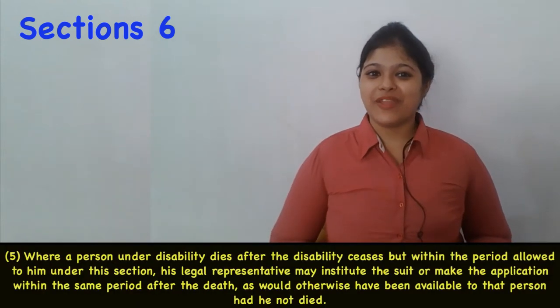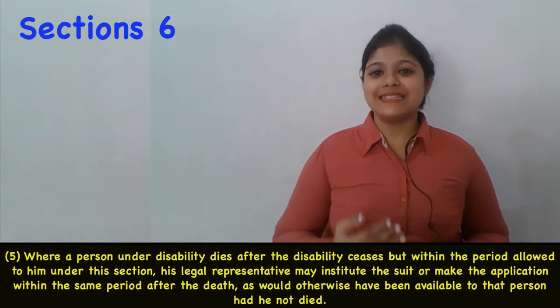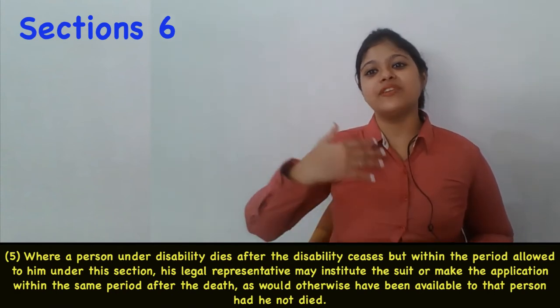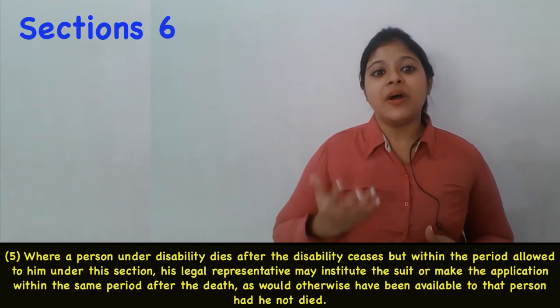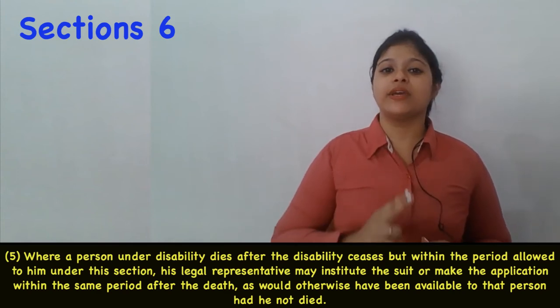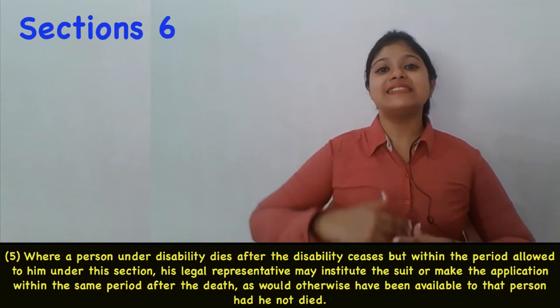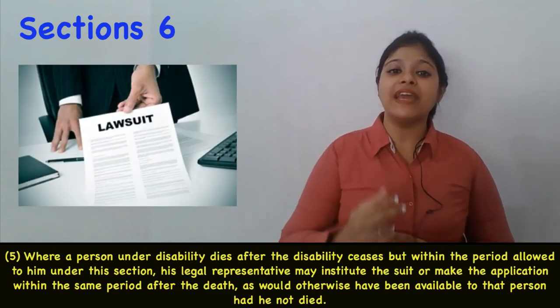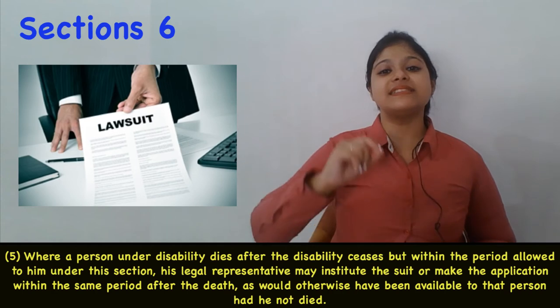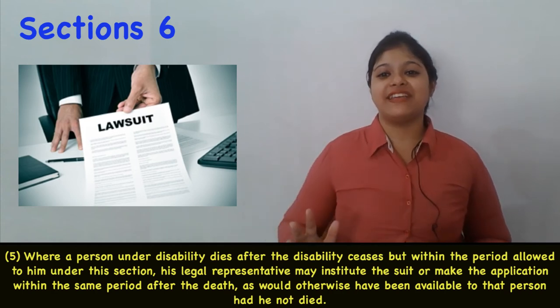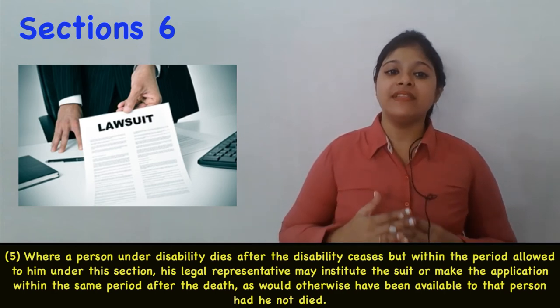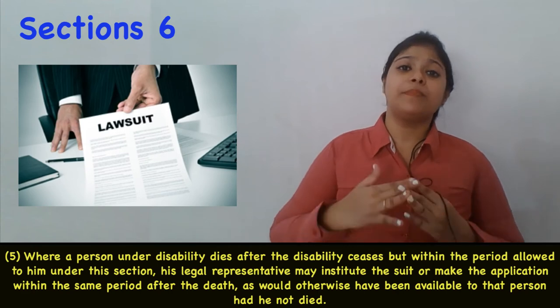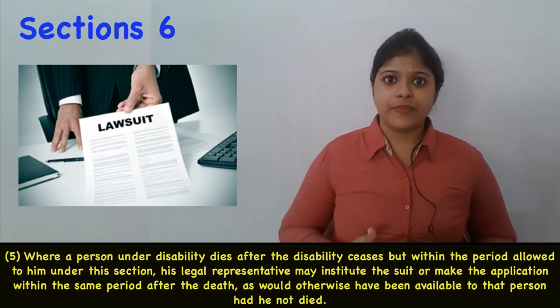Situation 5. Where a person under disability dies after the disability ceases, but within the period allowed to him under this section, his legal representative may institute the suit or make the application within the same period after the death, as would otherwise have been available if the person had not died.